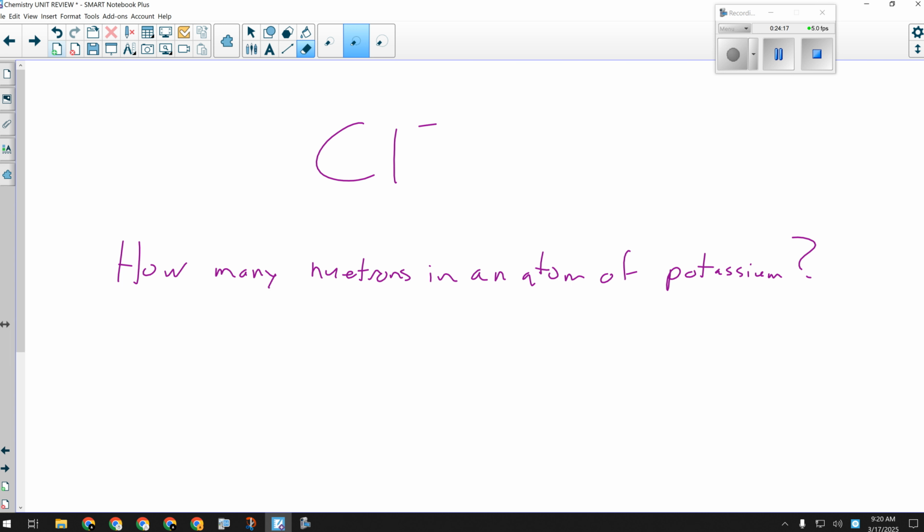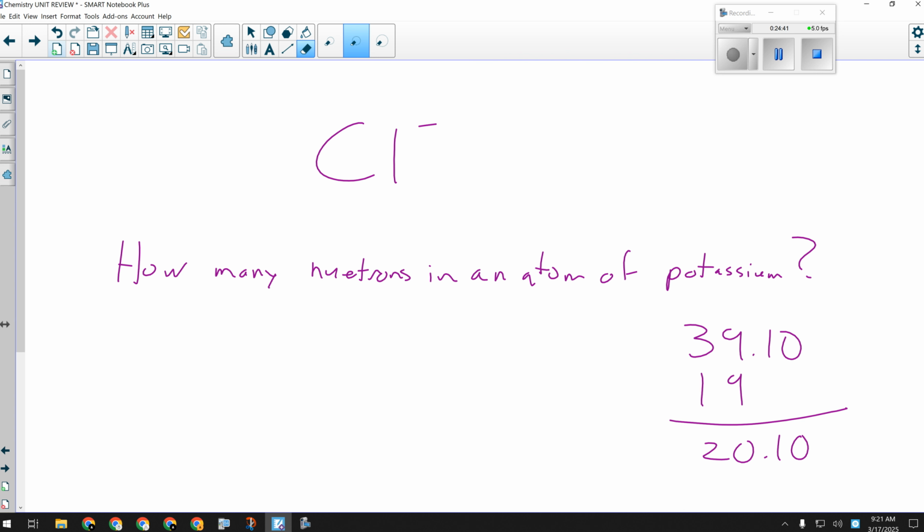Well, to find the neutrons, we take the atomic mass, 39.10, and we subtract the atomic number, 19. All right, so that should give me 20.10 if my math is correct. Okay, how many neutrons in a potassium atom then? 20. Yeah, because you can't have 0.1, right? You can't have 0.1 neutrons, it's just 20.